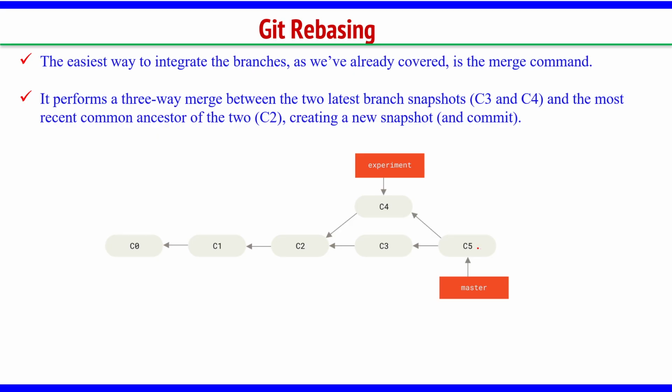This C5 contains, C3 was my earlier master. Now, C5 contains the changes made because of this experiment C4, right. So, it performs a three-way merge between two latest branch snapshots, that is C3 and C4. This is my main and this is my branch. Okay, right, and both of them have a common ancestor C2. Only when there is a common ancestor C2 you can do this kind of merging, right. You can create a new snapshot and commit. So, I created C5 and I committed it, simple process, right. C5 is my latest master.